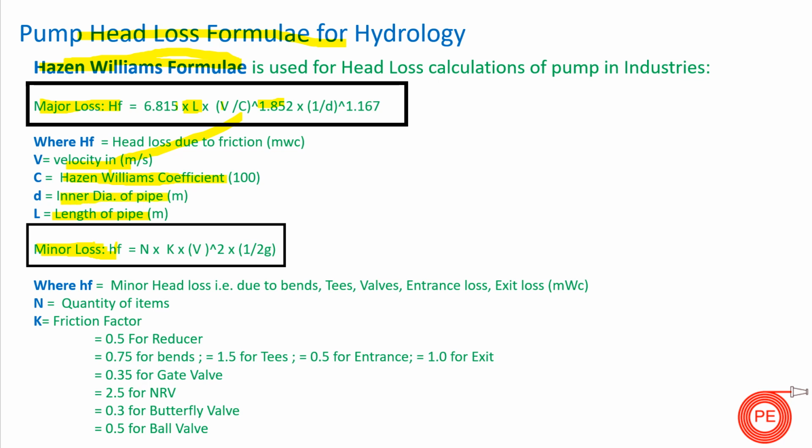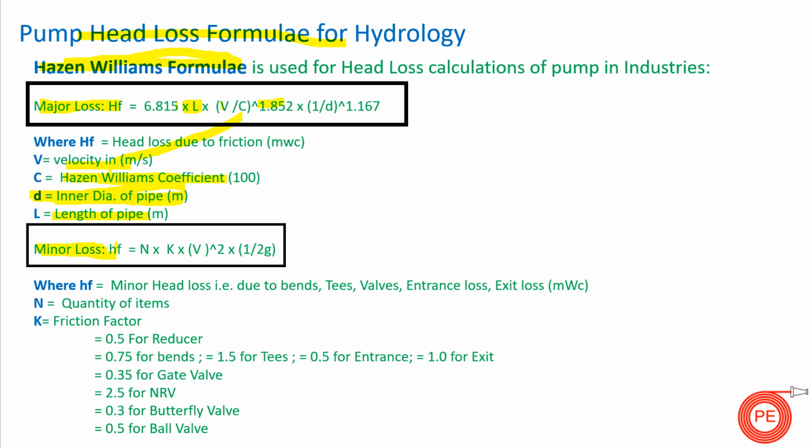Many people commit some mistake here. They take D as the OD or they take D as the nominal dia. But this is not true. While calculating the pipe head loss, pump head loss, we have to take this D as the inner dia, because ultimately my fluid will be flowing inside the pipe. So this D is the inner diameter of the pipe.